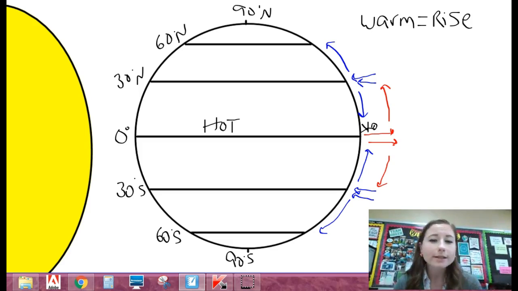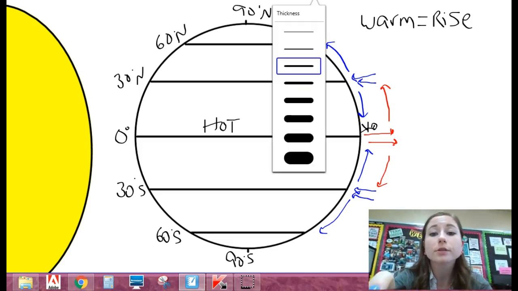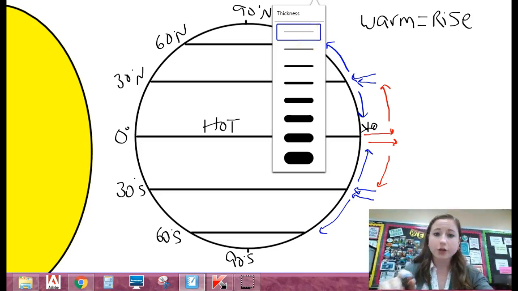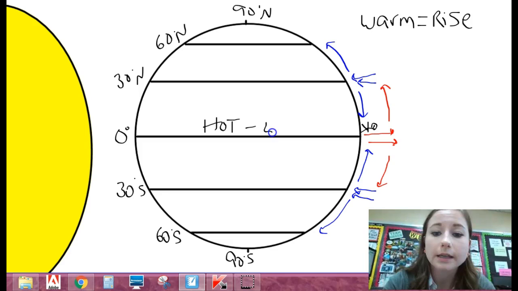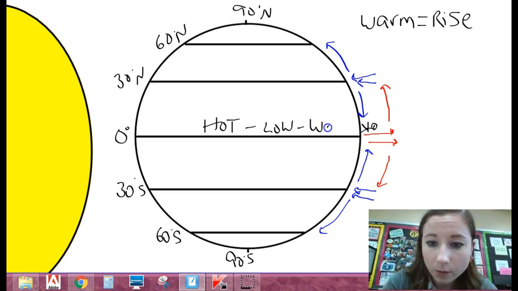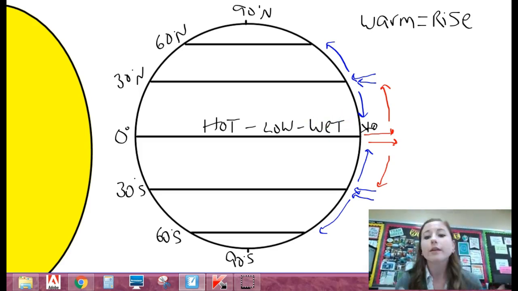So at the equator, we notice that that air is rising up. Think about what type of pressure is associated with air that's rising up. If you said low pressure, then you're absolutely correct. Because it's rising up, there's not a lot of air pressure, so therefore it's going to be low pressure. What kind of weather do we associate with low pressure? If you said wet, rainy, lousy weather, then you are absolutely correct. So we know that the equator is going to have an area of low pressure.